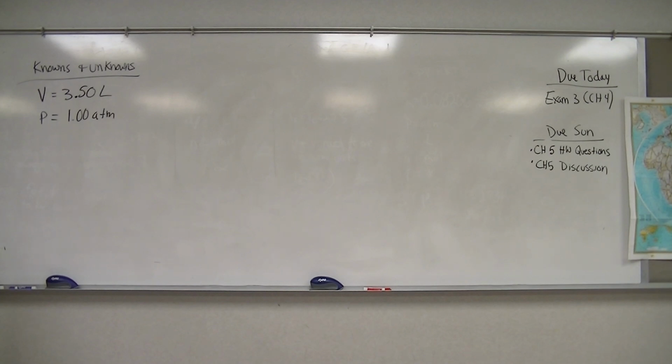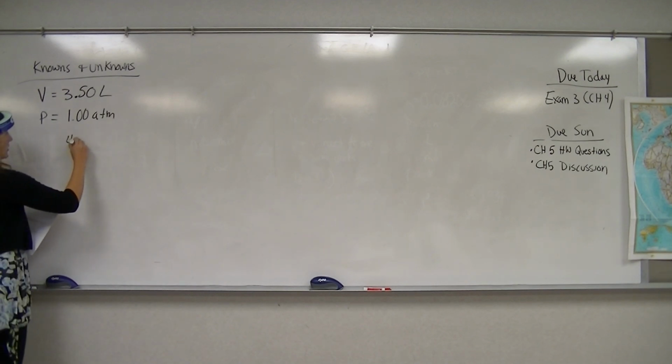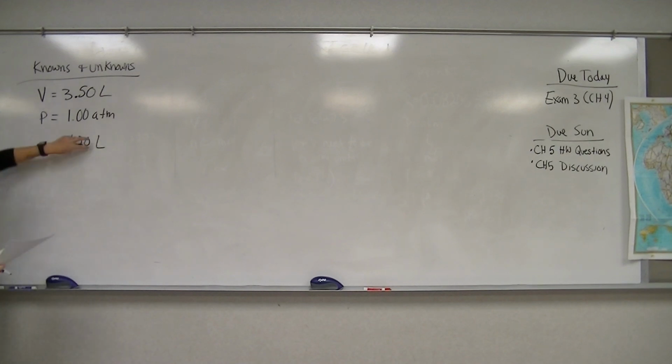Then it says it's going to 4.2 liters. So my next number is 4.2 liters. So notice I have 2 volumes. So if I have 2 volumes, I need to label these to keep them separate. So this is going to be my V1, my P1. My second volume that I come across then will be my V2.